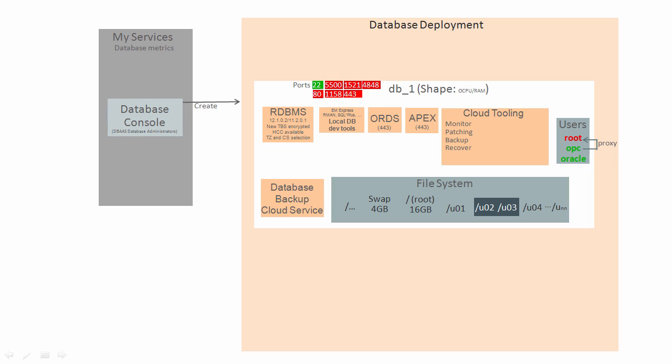You have 4 GB of swap space, 16 GB for the root, where /u01 is software, /u02 your database files, /u03 your database backup files, and /u04 your database redo log files. All this is configured automatically for you.